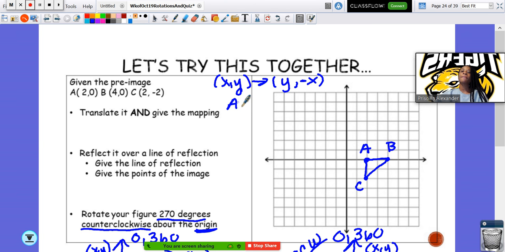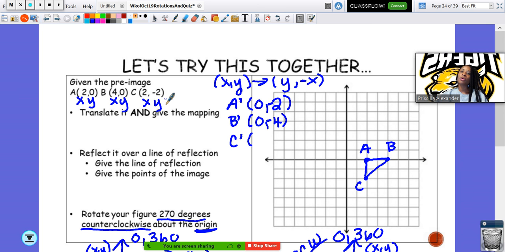So that means A prime is going to become, this is X and this is Y, so I got to switch them, so we get 0 and 2, but I was supposed to take the opposite of the X, so that becomes a negative 2. B prime, let's go here, switch X and Y, so 0 and 4, but I was supposed to take the opposite of whatever the X was, so I'm going to make that negative 4. C prime, switch X and Y, alright, so that becomes negative 2, 2, but I was supposed to take the opposite of whatever the X was, and that's negative.